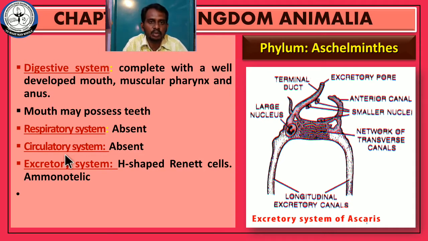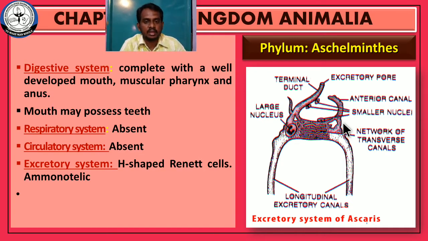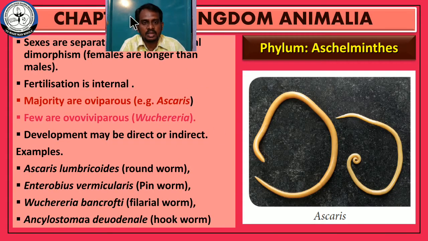Anala ammonotelic nu solluvom. Not only for this animal, the animals living in the aquatic environment may release the ammonia as a waste product, because ammonia elimination needs more water. Adukku nariya water theva, anala most of the aquatic animals excrete the ammonia as a waste product. Okay, this structure is not given in your textbook, kindly draw this diagram, it may be important for your competitive exams. Okay. H-shaped Renette gland, underline the word, as a 1 mark question.